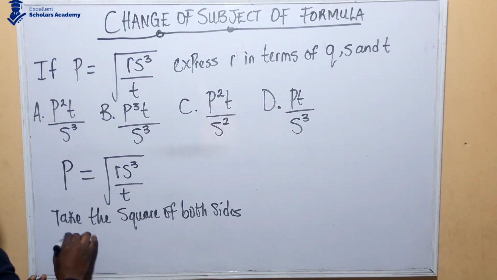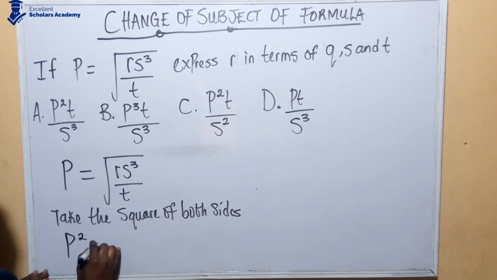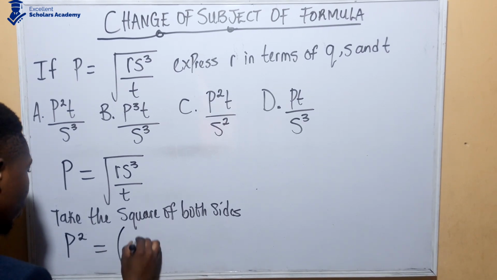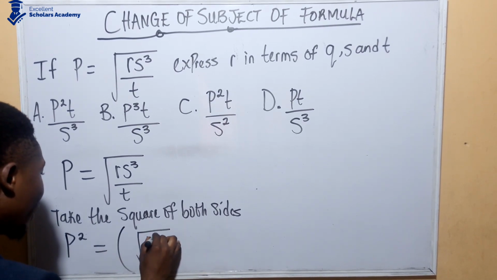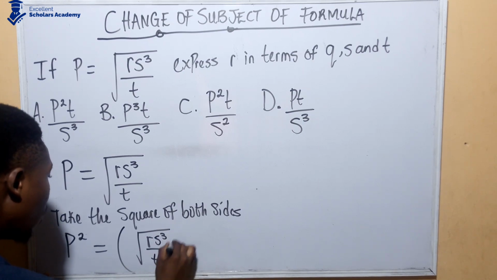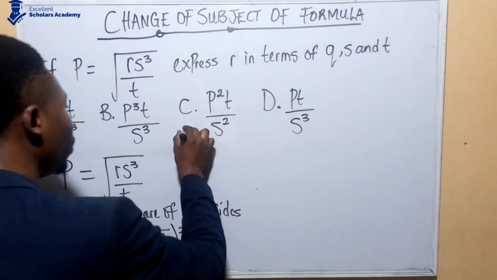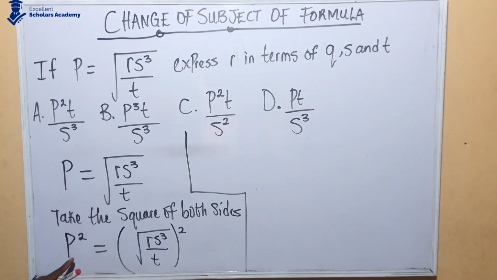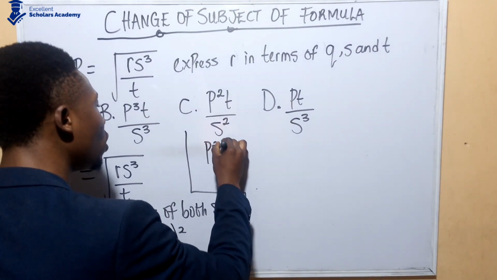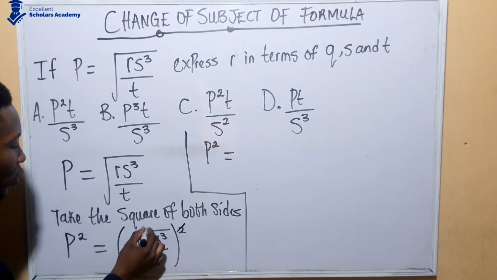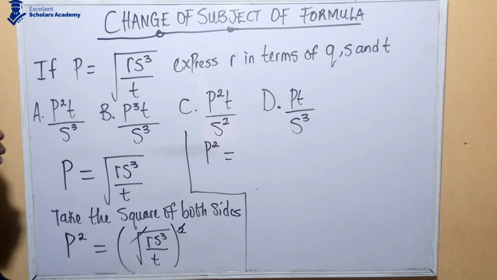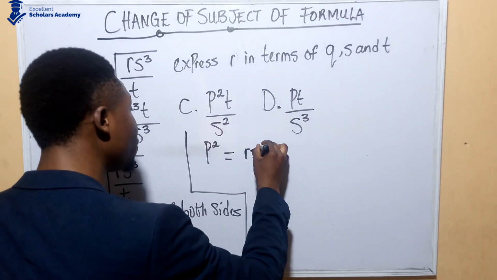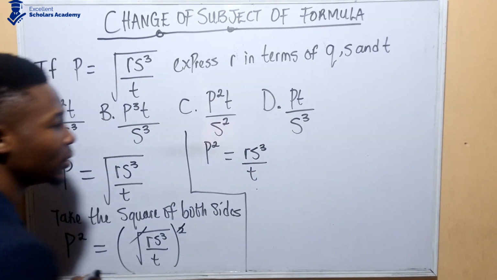It becomes P squared, all right, is equal to what? The square root of RS to the power of 3 over T, all squared. Now, this is P squared is equal to, now, like I said, square is going to cancel square root. All right? So you're going to be left with RS to the power of 3 over T.